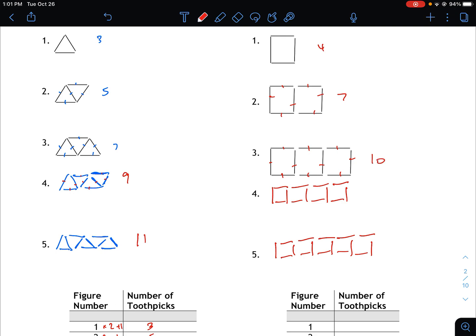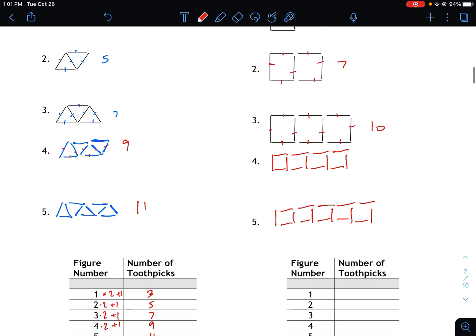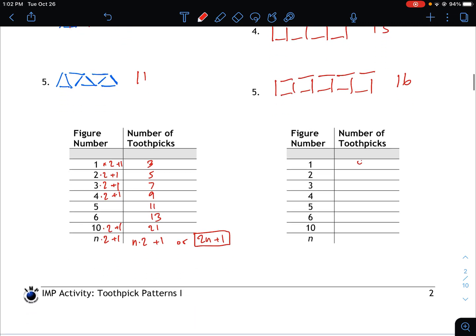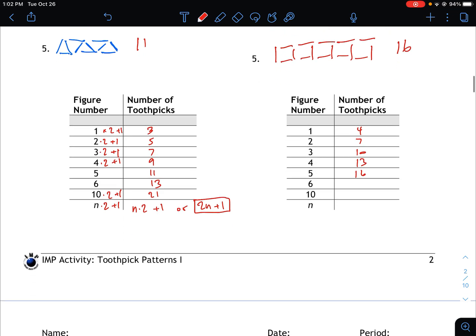So it looks like I'm adding 3 more every time. So if I add 3 more toothpicks, I have 13. 3 more is 16. But I start off with, oh, sorry, start off with 4. And then I add 3 more, which is 7. Add 3 more, 10. Add 3 more, 13. Add 3 more, 16. If I add 3 more, I'll have 19. What about 10? What is my pattern? Well, I'm adding 3 more every time.